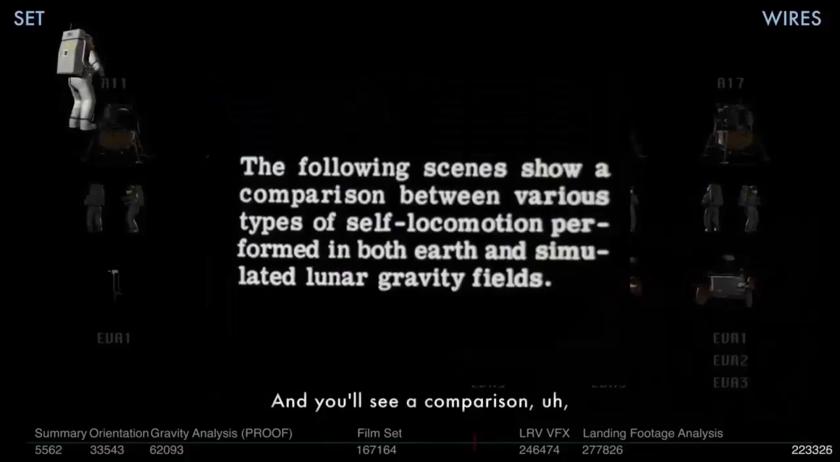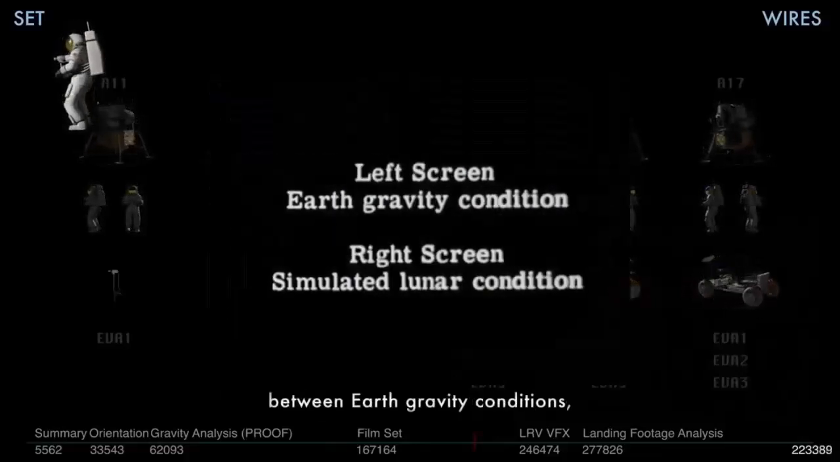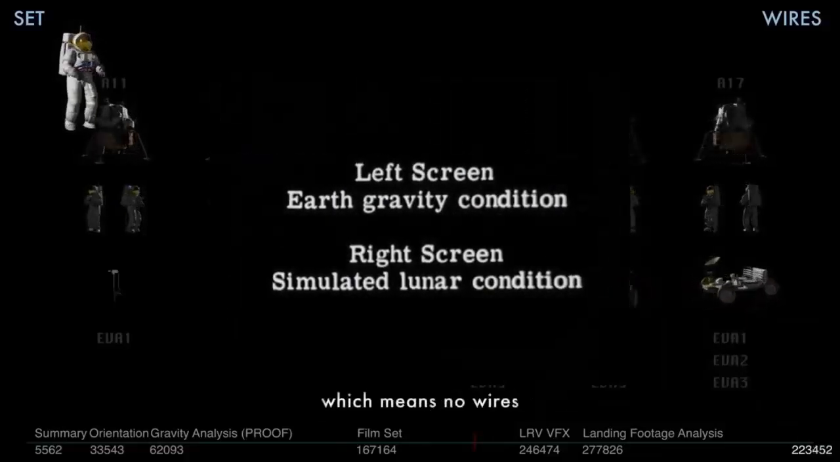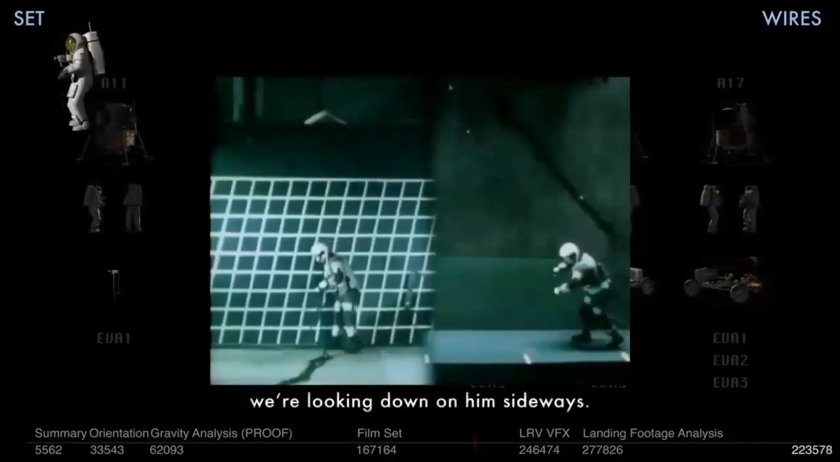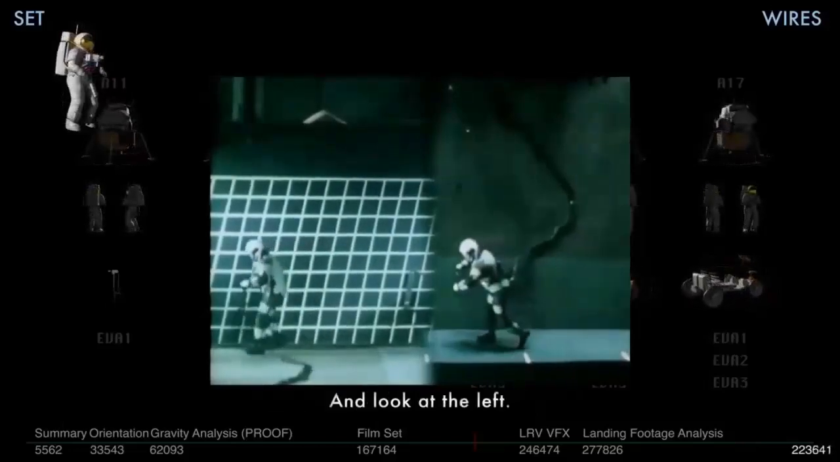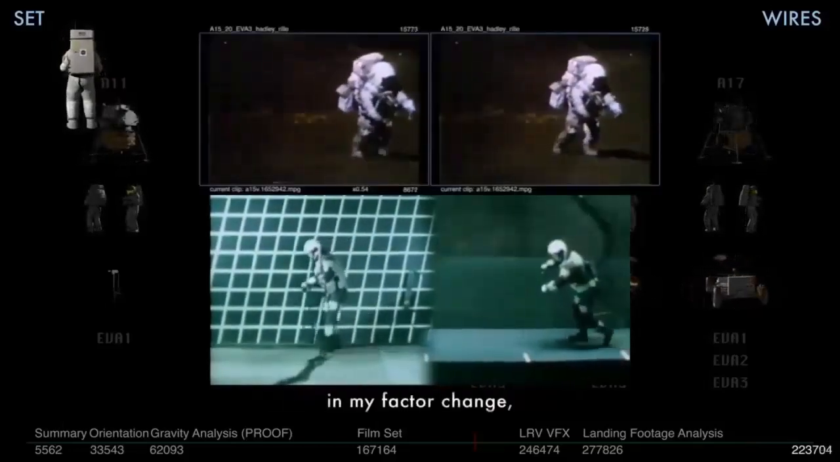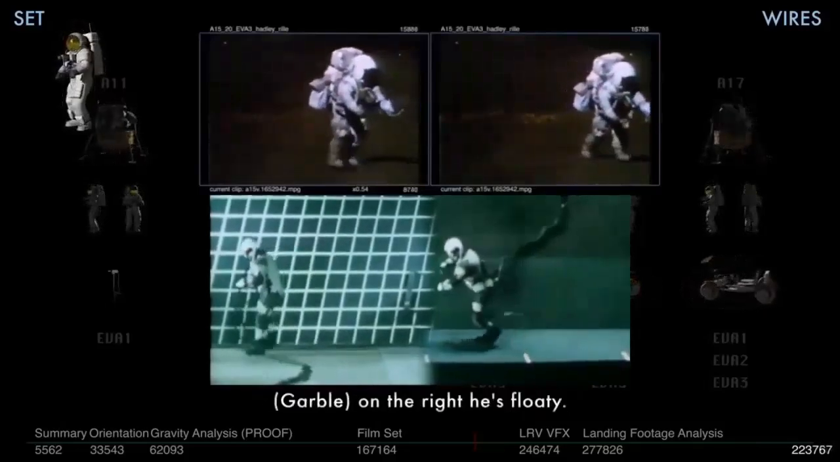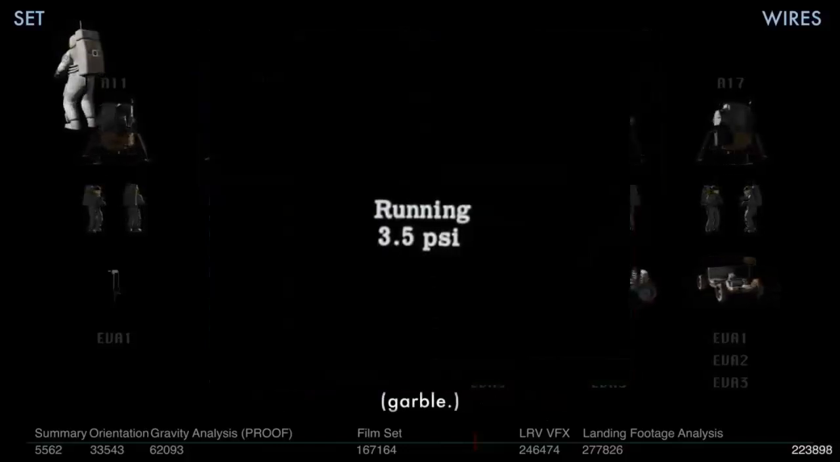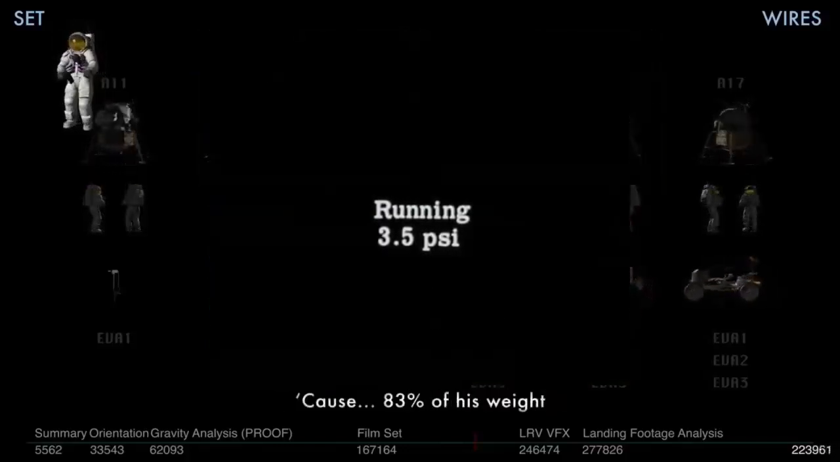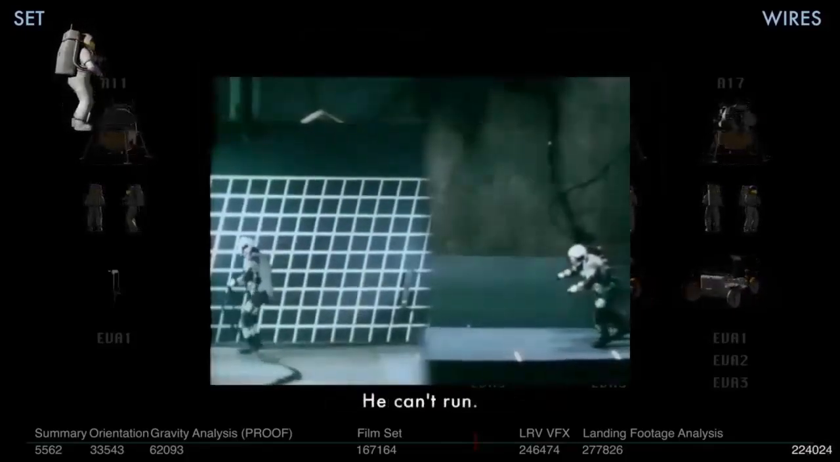And you'll see a comparison between Earth gravity conditions, which means no wires, and he's standing straight up, and the moon conditions where we're looking down on him sideways, and look at the left. Looks like the guy's walking. In my factor change on the right, he's floaty. Why is he floaty? Because 83% of his weight is taken up by wires.